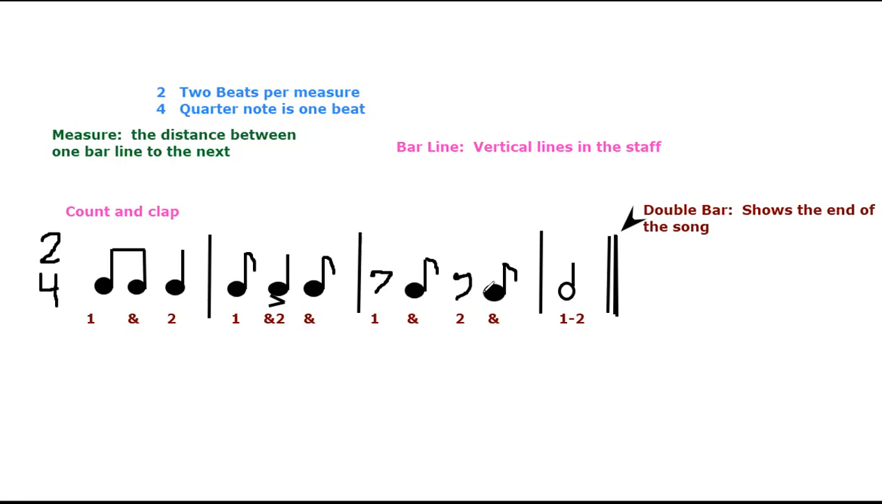Beat 2, here's the second half. If you have a half note, that's the whole measure, because we have beats 1 and 2 represented in that half note. There aren't any whole notes in a 2/4 measure because we can't have 4 beats.